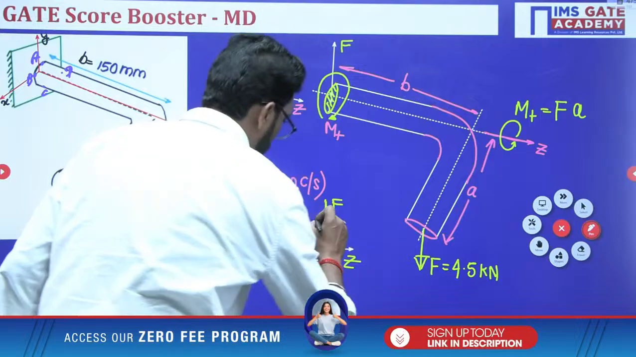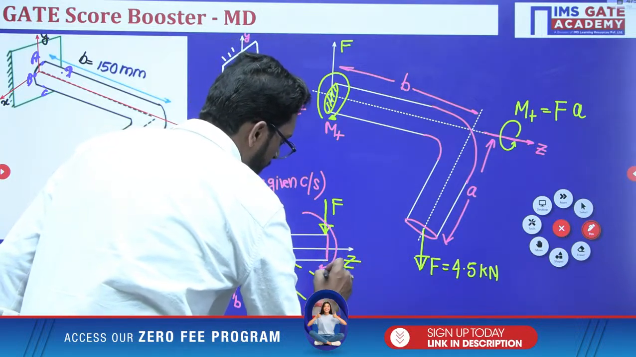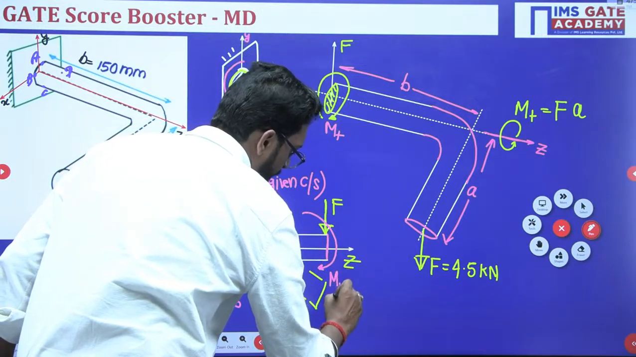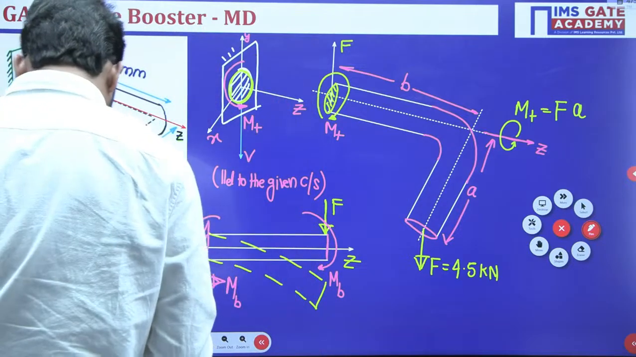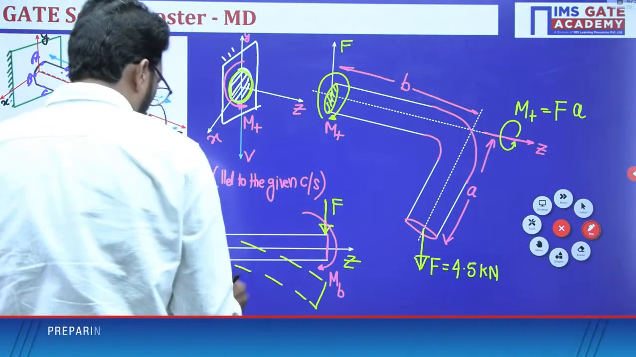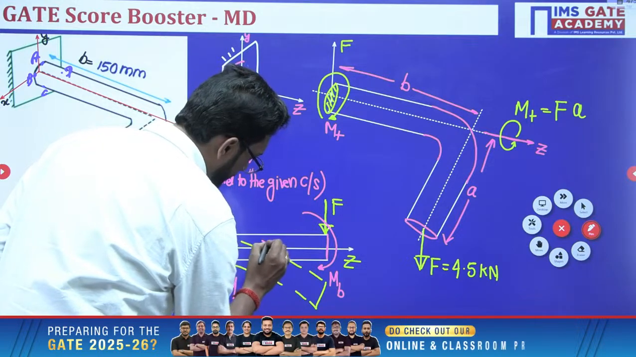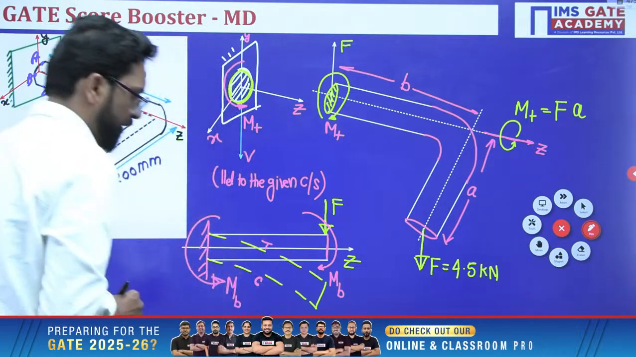So this will provide an action MB. So it will produce like that. Obviously the upper part is tensile in nature, and the lower part is compressive in nature.